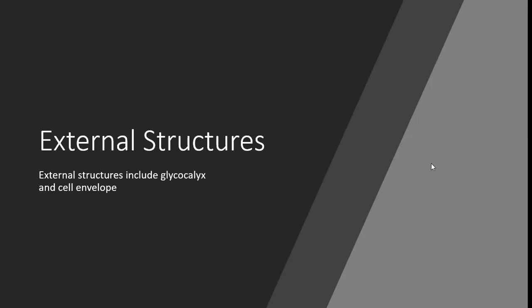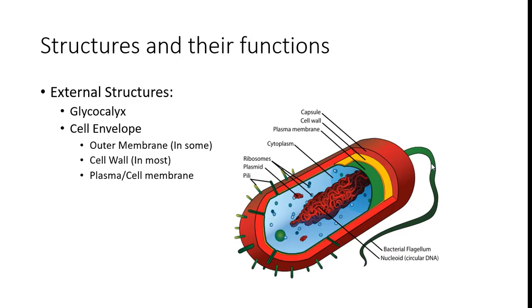Now, those were our appendages. Let's talk a little bit about our external structures. We have two main structures. We have what's known as the glycocalyx, seen here in red. And see how it looks as a capsule? We're going to refer to those different structures or forms for the glycocalyx. This one here happens to be a capsule, so it's labeled as a capsule, but that is the glycocalyx.